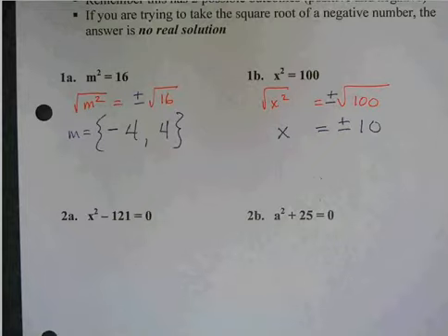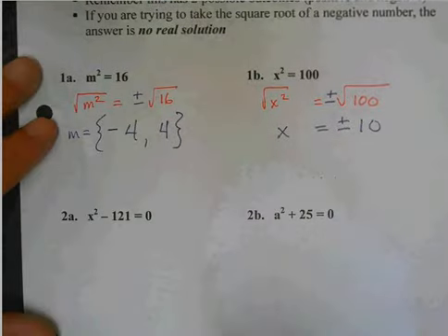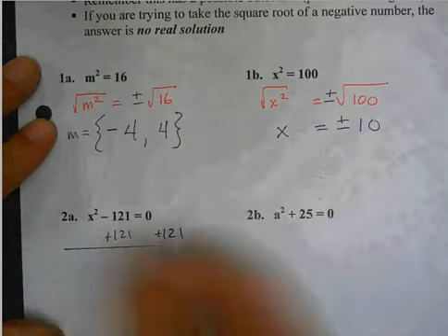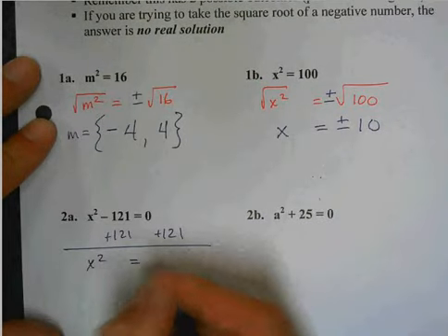So before you take the square root of both sides, what you've got to do is get the x squared by itself. It's not. Okay, we have this minus 121 attached to it. So to get rid of the minus 121, how are you going to get rid of that? Add it. So move it over. So put a plus 121 under each side. Plus 121, plus 121. Now we have x squared equals 121.